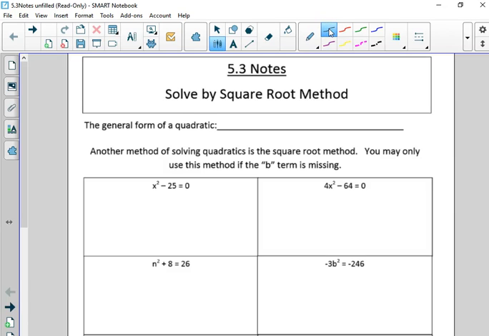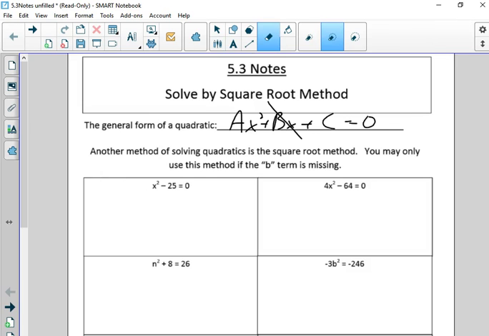Okay, so square root method. General form of a quadratic is this. You can have it equal 0 if it's a solution, if it's solving. But if the b term is gone, and it's a subtraction problem, so if we just have ax squared, well, I won't tell you this is subtraction, but if we have just the x squared and the c, we can do this method.